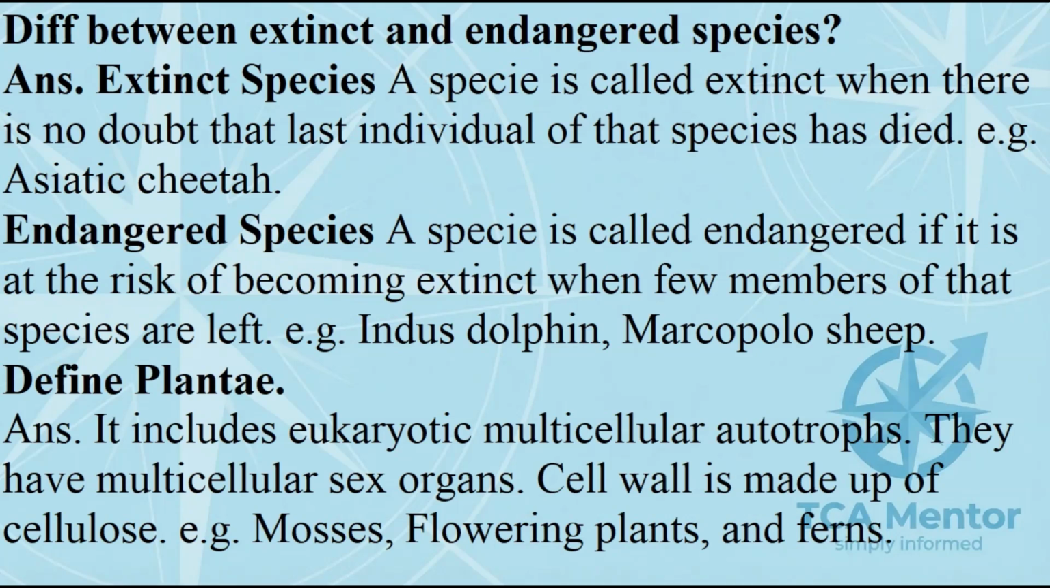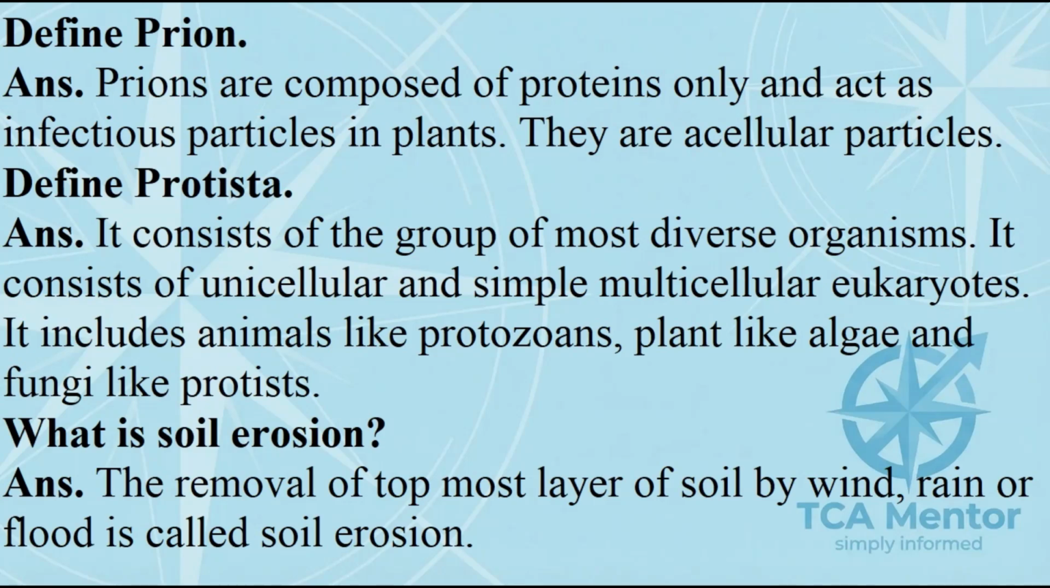Define plantae. ANS. It includes eukaryotic multicellular autotrophs. They have multicellular sex organs. Cell wall is made up of cellulose. E.g. mosses, flowering plants, and ferns. Define prion. ANS. Prions are composed of proteins only and act as infectious particles in plants. They are acellular particles.